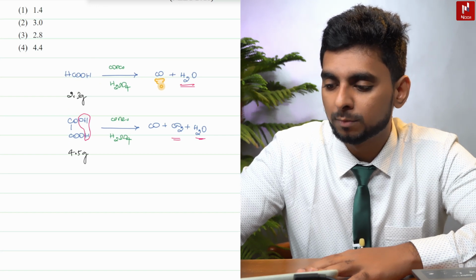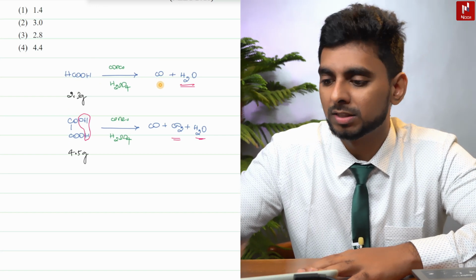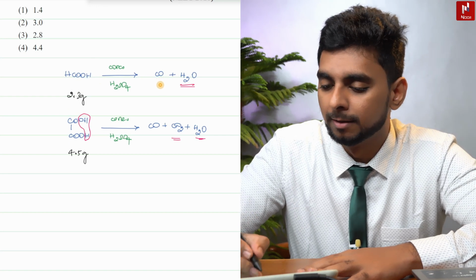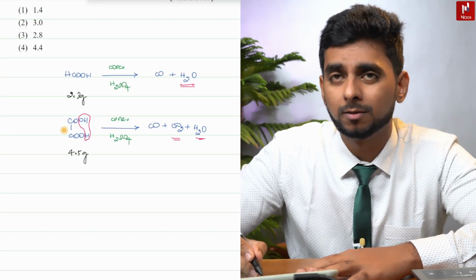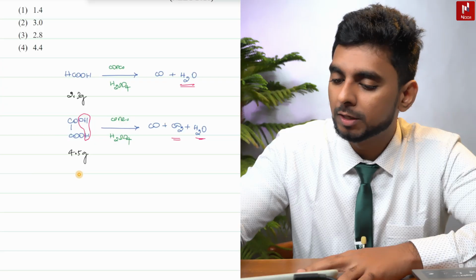So if the same amount of moles of CO will be formed, I know the molar mass. From that I'll be able to get the weight, right? Because all the stoichiometry is 1. Here 1, 1, 1. Same way here also you'll have 1, 1, 1, right? Let me do the solving over here.